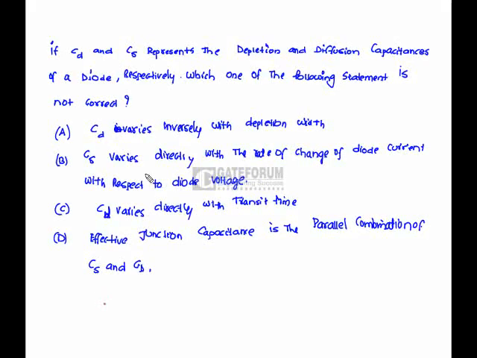The question is, if CD and CS represent the depletion and diffusion capacitances of a diode respectively, which one of the following statements is not correct? From the diode concepts, we know that the diffusion capacitance CS is tau I by eta Vt, and the depletion capacitance is epsilon A by depletion width W. Here CD, the depletion capacitance, varies inversely with the depletion width. So from the depletion capacitance definition, it is true.